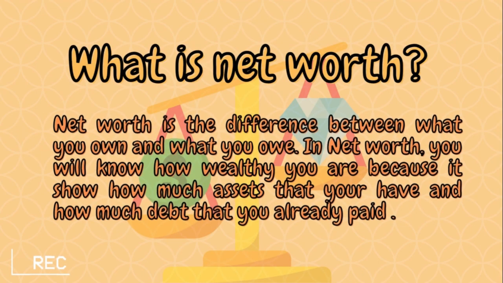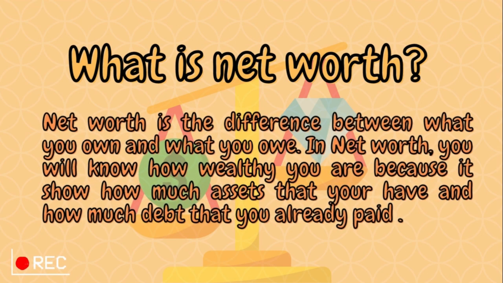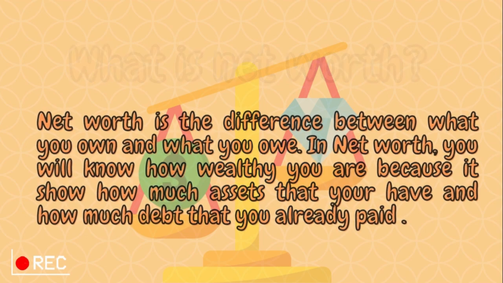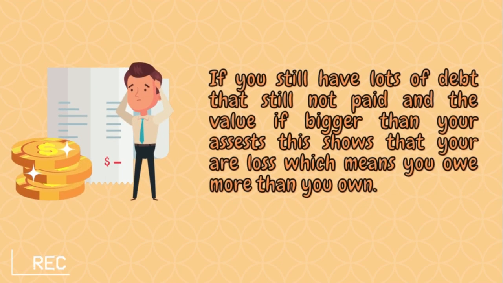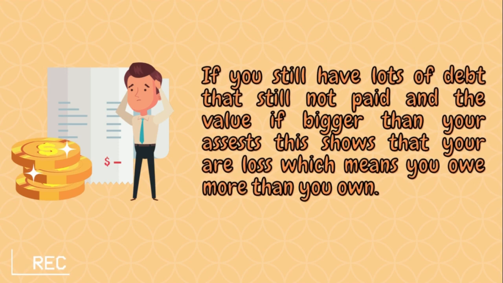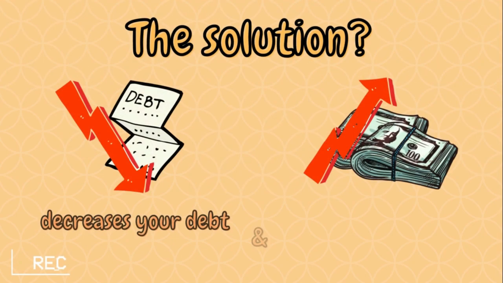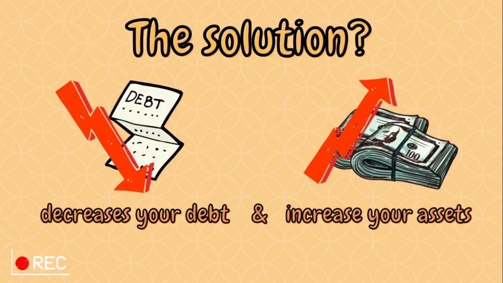Lastly, net worth should also be included in a personal balance sheet. Net worth is the difference between what you own and what you owe. With net worth, you will know how wealthy you are because it shows how much asset you have and how much debt you have already paid. If you still have lots of unpaid debt and its value is bigger than your assets, this shows that you are at a loss, which means you owe more than you own. You need to decrease your debt and increase your assets to make your finances more stable.